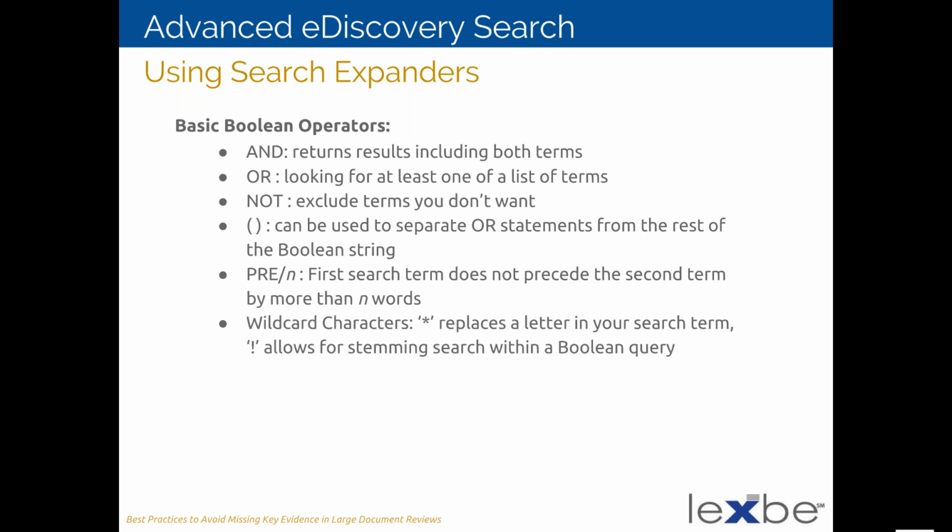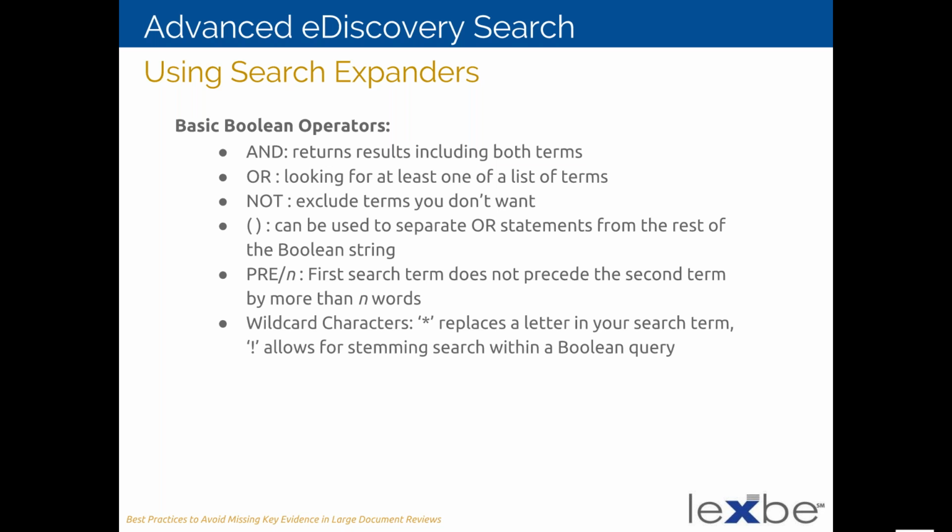Apple not orange will give you documents that only have the word apple in it and not the word orange, and so on. You have these parentheses that can be used to separate or statements. This pre/n is going to find documents that have apple pre-5 orange. That will find documents that have the word apple within 5 words of the word orange. And then you have your wildcard characters.